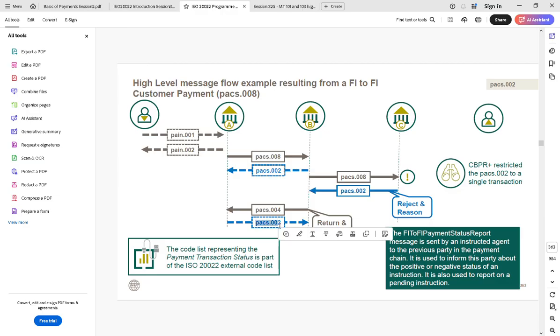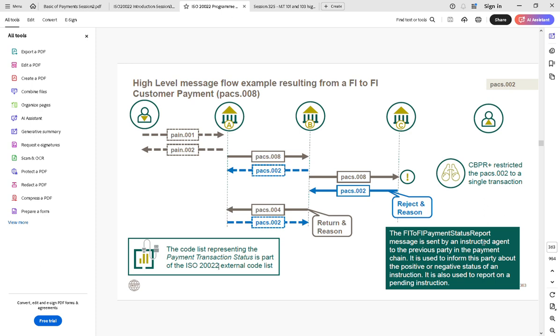Always keep in mind, the pacs.002 message always flows in the opposite direction of the flow of the message. Okay, simple, understandable. There are some codes which should be included in the pacs.002 message. We are going to see those codes in the next slide.